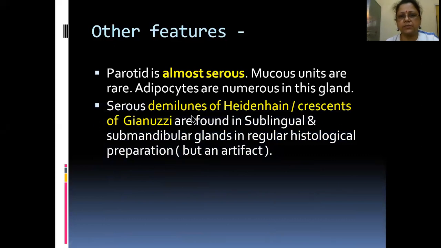Then comes the serous demilune. I've been saying just now demilune. So these are called demilunes of Heidenhain or crescents of Giannuzzi. So Heidenhain and Giannuzzi are the scientists who have discovered this. They are found mostly in the sublingual and submandibular glands, that is the mixed variety, in regular histological preparation. Okay, but actually those are artifacts. I have a separate slide to show that. So these are not real things. These are just artifacts, that means not real histological structures.